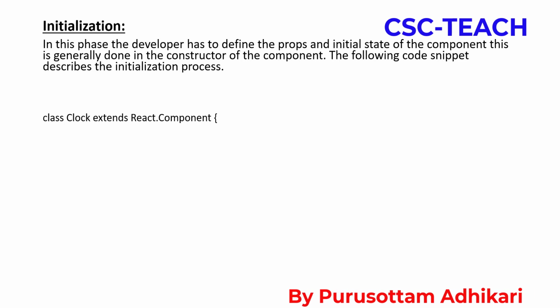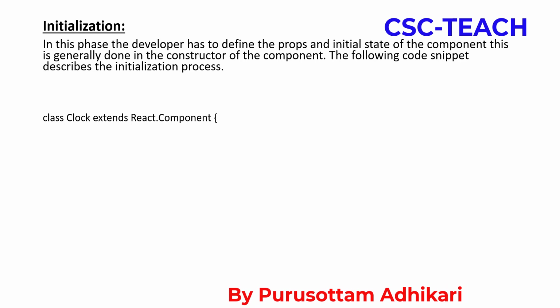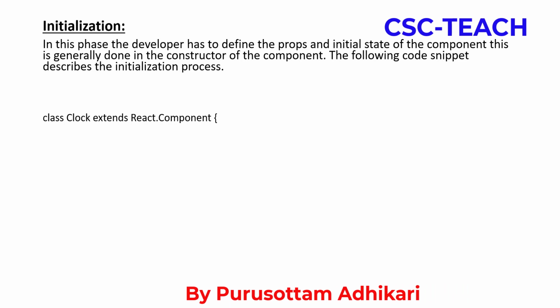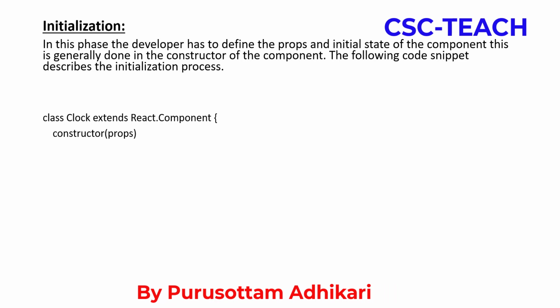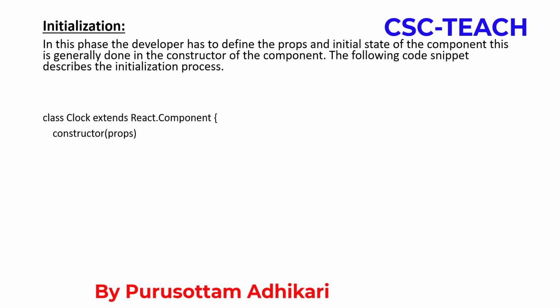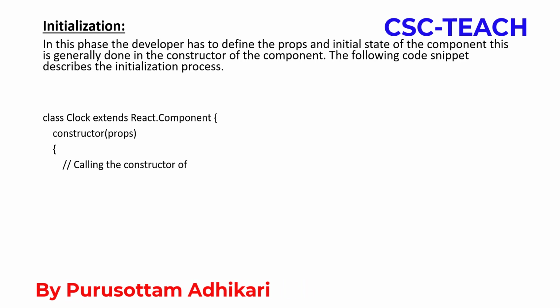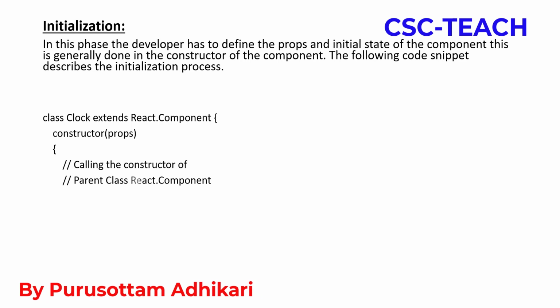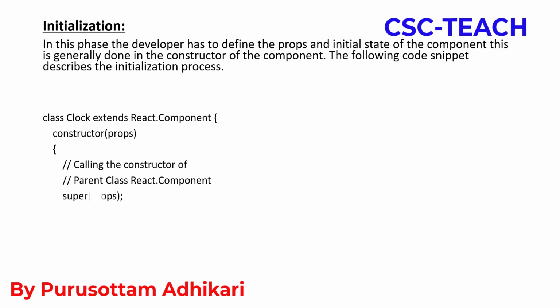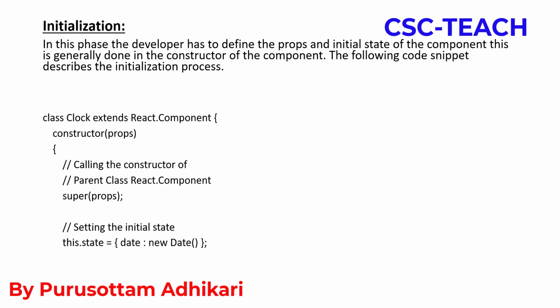Here, class Clock extends React.Component. We extend the Clock component from React.Component. Then we build a constructor, which is the calling of the constructor. Then we call the parent component, that is super, super props. Then we set the initial state. This is the syntax of initializing the state: this.state equals date, new Date.